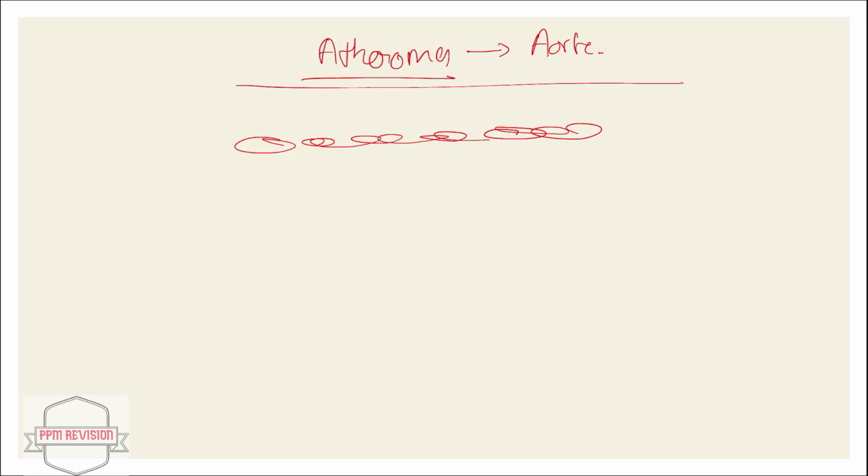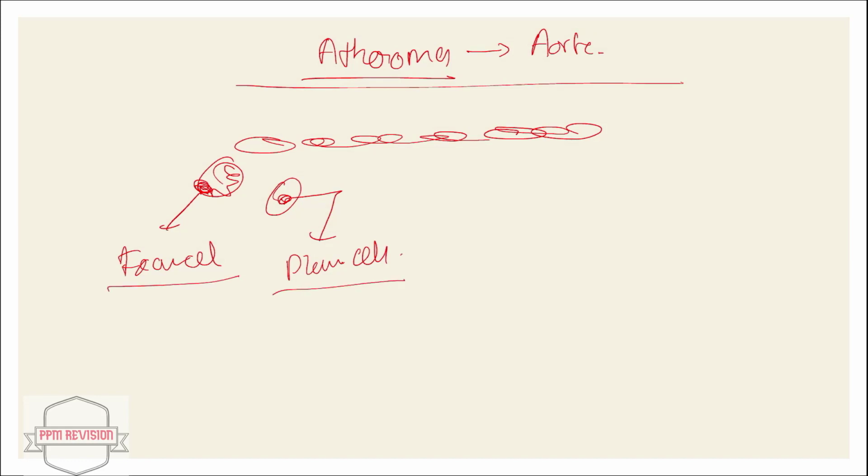And below that we can have a few cells. We can have the foam cells and also the plasma cells. Yes, there is a plasma cell. So you can tell there's foam cell, there's plasma cell. There's also the presence of the lymphocyte. So this is nothing but the lymphocyte.